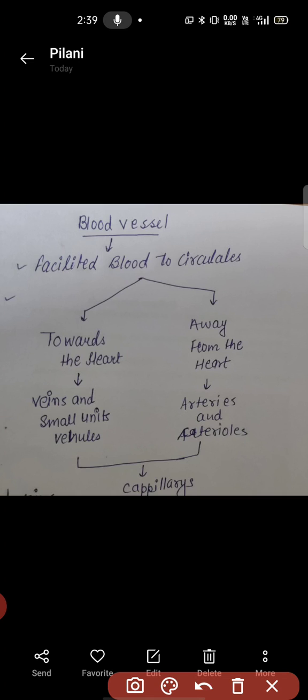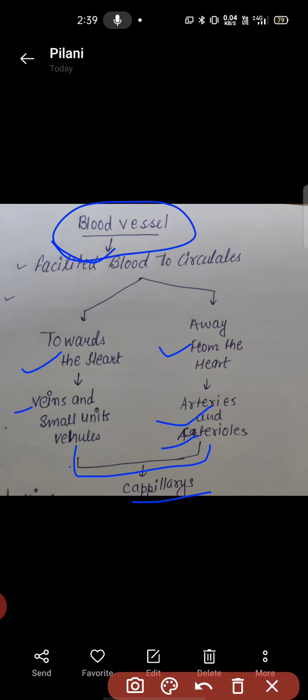So here we are discussing that blood vessels are mainly of two types. One type carries blood towards the heart, these are veins, and another takes blood away from the heart, arteries and arterioles. Arterioles and venules are interconnected at the site of capillary. Capillary is another type of blood vessel, the smallest blood vessels.